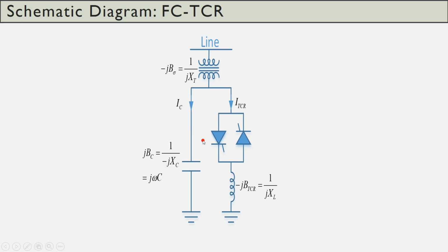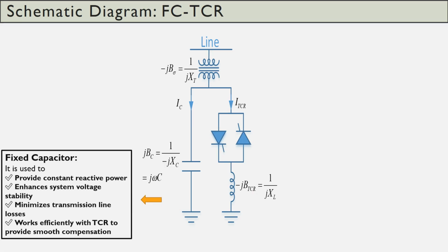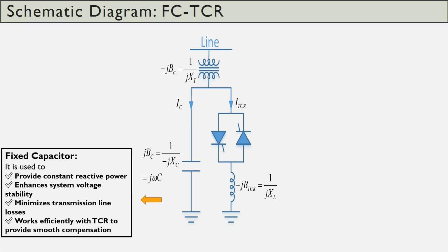So to supply the reactive power, we have designed a capacitor, but we want a variable reactive power, so we connected an anti-parallel thyristor in series with the reactor to have a TCR combination. So let's see the diagram. This consists of a fixed capacitor which provides the constant reactive power. It enhances the system voltage stability. It minimizes the transmission loss and works efficiently with TCR for providing smooth control.